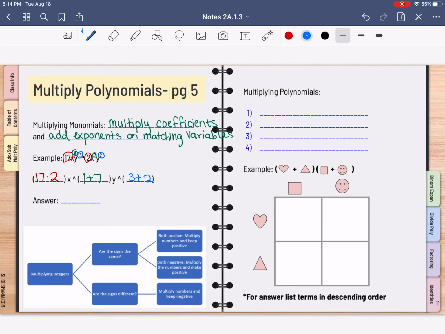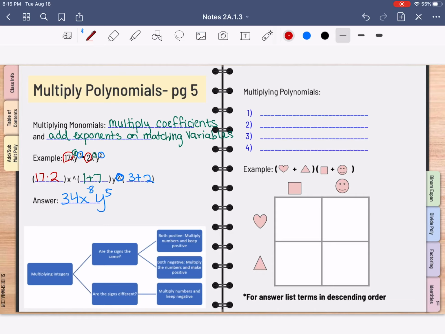So our answer: 17 times 2 is 34, x to the power of 8, y to the power of 5. So it's a monomial with a monomial. You multiply coefficients and add exponents on matching variables. Again, to do an exponent in Google Classroom, I think you can hit format, text, superscript, or you can just use this little shift 6 that means exponent.